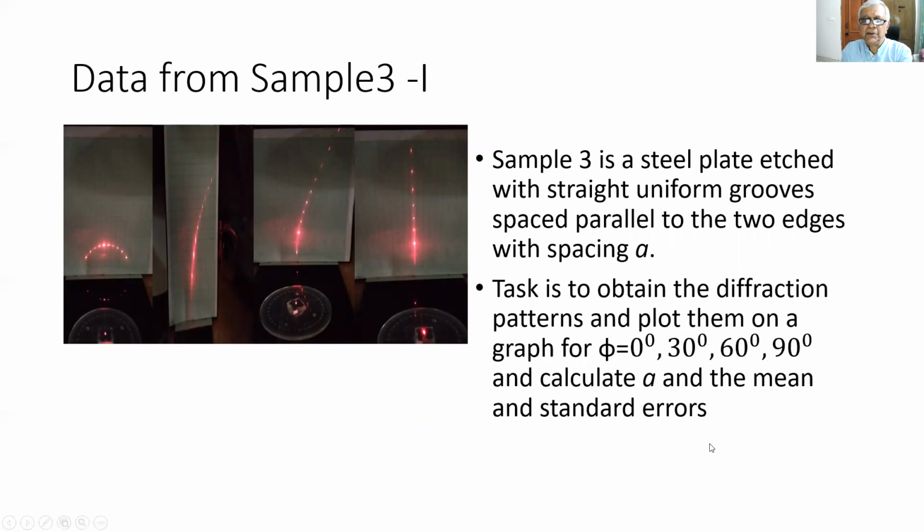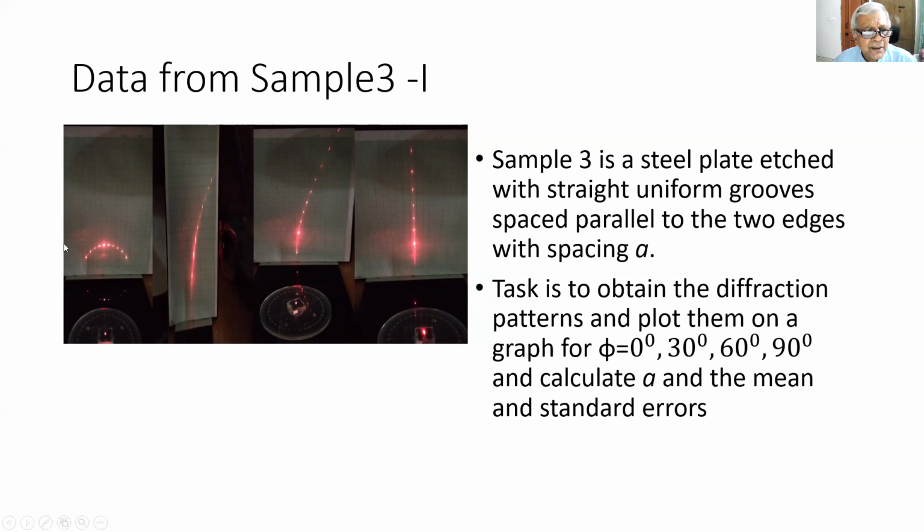Sample 3 is a steel plate etched with straight uniform grooves spaced parallel to the two edges with spacing A. The task is to obtain the diffraction patterns and plot them on a graph for phi equal to 0 degrees, 30 degrees, 60 degrees, 90 degrees, and calculate the spacing A and the mean and standard errors.